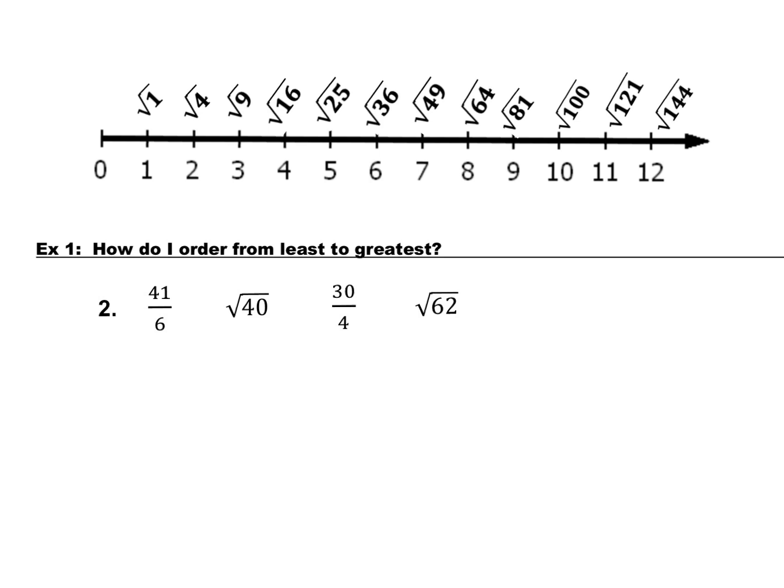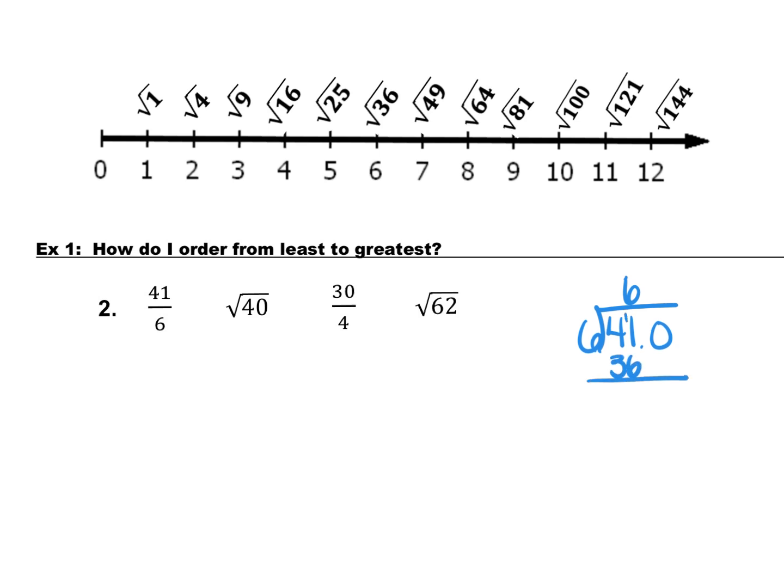All right, again, we're going to order this list of numbers from least to greatest without using a calculator. Again, we're going to use our number line to help us out. Let's change 41 divided by 6, or 41 over 6. Let's take 41 divided by 6 and bring it out 1 decimal place. That should be enough. So 6 times 6 is 36.